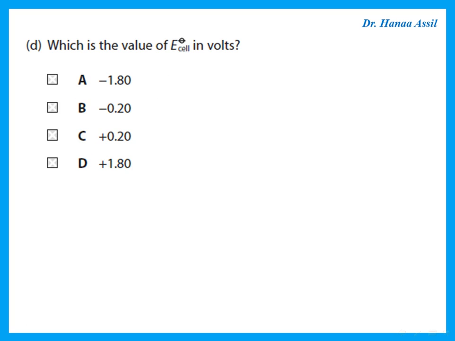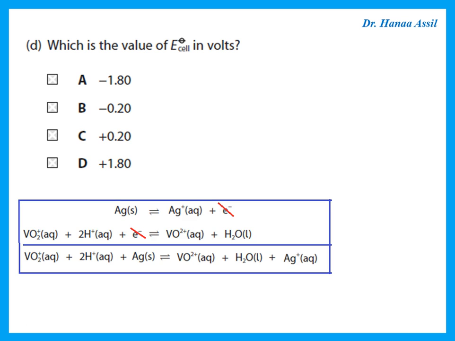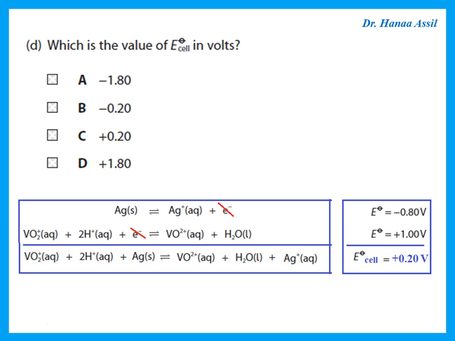Which is the value of the E cell for this reaction? Now we're going to look at the E° for each of these. The E cell is the E reduction plus E oxidation. So the total of these E's is the E cell, so that is +0.2.